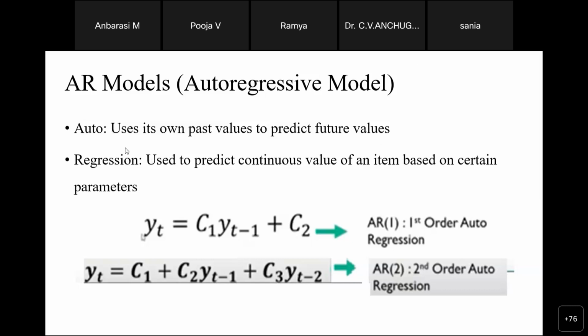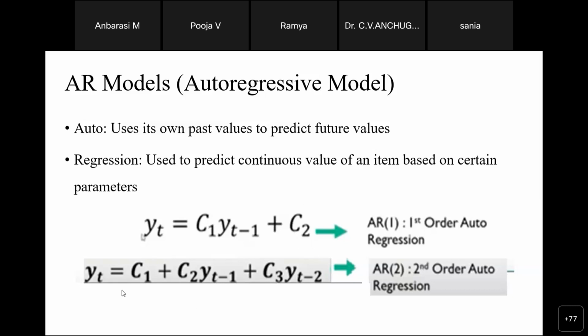So here, the autoregressive technique means we are going to predict the future values based on the past. Here in the autoregression technique, y can be anything, for example the stock price. You can write it as a constant value, plus another constant multiplied with the previous time period. This is what we call a first order autoregression.